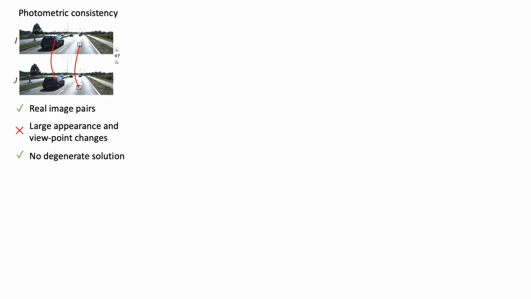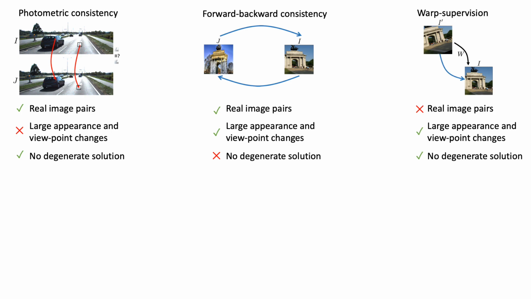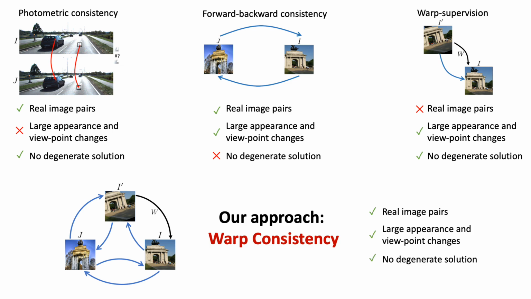In summary, existing unsupervised approaches either rely on the photometric consistency assumption, which cannot handle large appearance and viewpoint changes, or on the forward-backward consistency constraint, which has a degenerate solution, or on the Warp-supervision objective, which does not generalize well to real image pairs. In contrast, we introduce Warp consistency, an unsupervised learning objective for dense correspondence regression. Our loss leverages real image pairs without invoking the photometric consistency assumption. Unlike previous approaches, it is capable of handling large appearance and viewpoint changes and does not have any degenerate solutions. Now let's dive into the method.